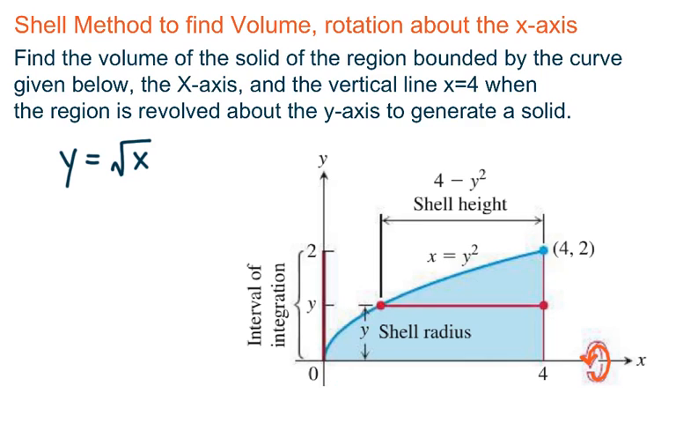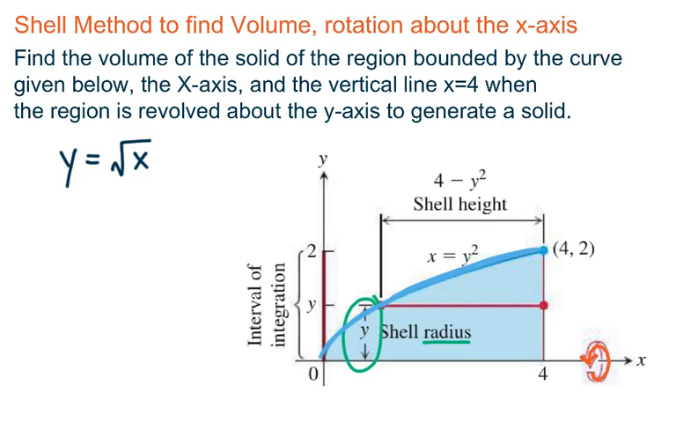So since we are going about the x-axis, you'll notice my radius is some unknown vertical distance. So my radius is going to be y. And then my shell height, which is always parallel to the axis of rotation, is going to be this curve here. So this curve represents the height. And I want you to notice my curve is y in terms of x, but since we're using the shell method about the x-axis, we need x in terms of y. And then we have to think about how to measure this height.